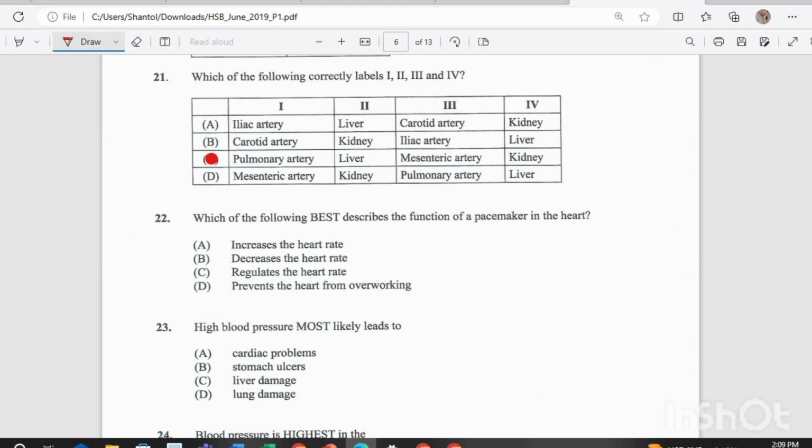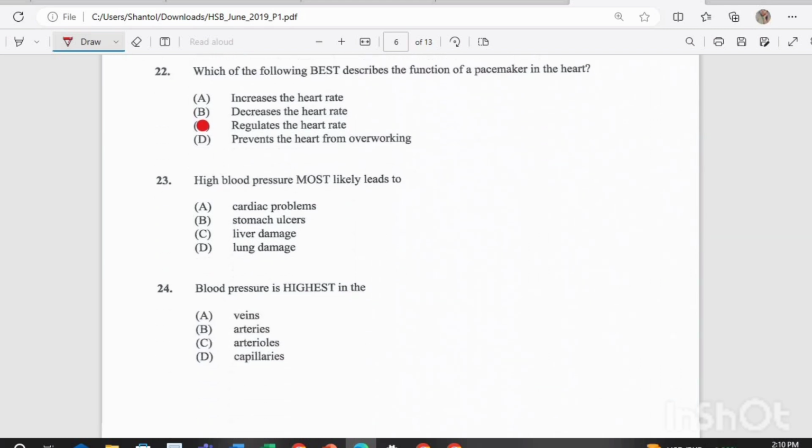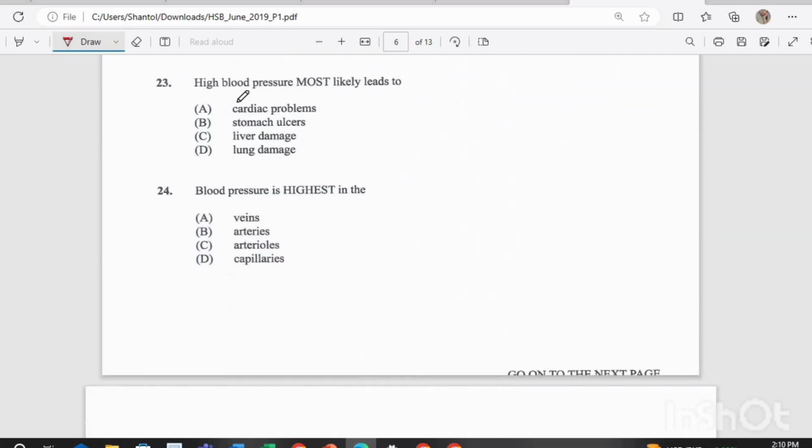22. Which of the following best describes the function of a pacemaker in the heart? Is it A. to increase the heart rate, B. to decrease the heart rate, C. to regulate the heart rate, or D. prevents the heart from overworking? The answer is C. It regulates the heart rate. So if the heart is beating too fast or too slow, it helps it to beat at a normal rate. 23. High blood pressure most likely leads to A. cardiac problems, B. stomach ulcers, C. liver damage, or D. lung damage. The answer is A. cardiac problems.